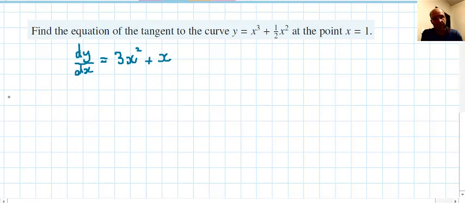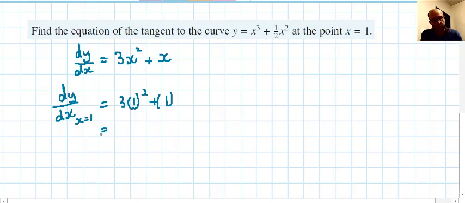And now at point x equals 1, you could write it like this if you like, as far as notation goes. So you could put a little subscript x equals 1. And so we sub that in, 3 by 1 squared plus 1, which is 3 plus 1, which is 4. So the gradient of the tangent at that point is 4, because the derivative at that point when x equals 1 is 4.